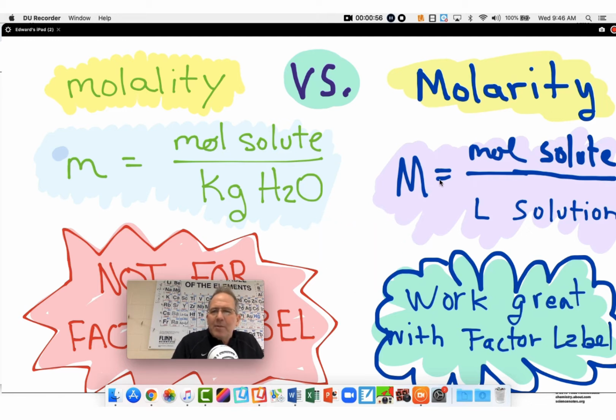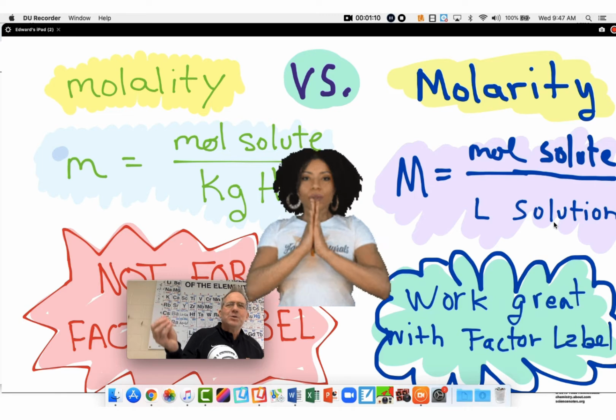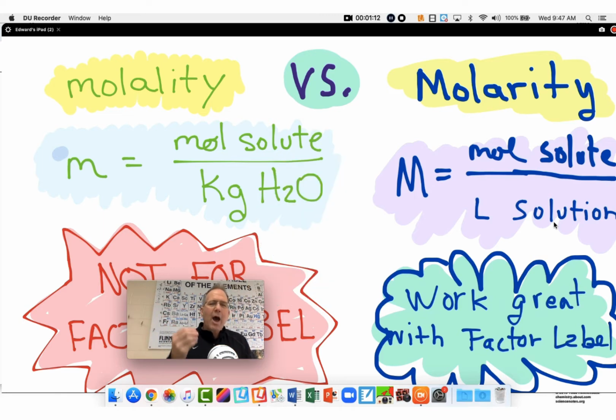Molarity, capital M, is moles of solute. That's the amount that's dissolved in it. Moles of solute in liters of solution. This is where we need the volumetric flask to make these solutions. That's why we need that. We need to know how much solution is totally made at the end.